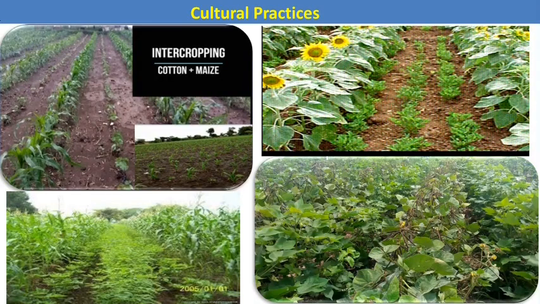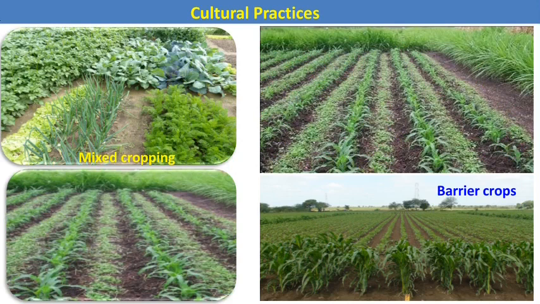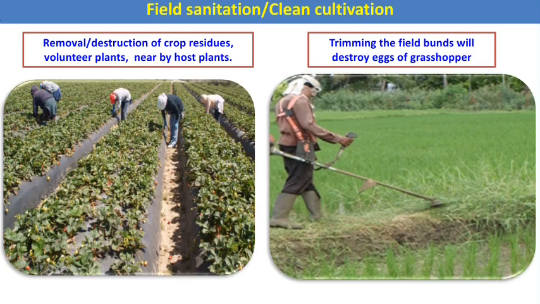Then this is intercropping. Intercropping helps to divide the pest population, and it helps to reduce damage by the pest. Then mixed cropping and barrier cropping. Mixed cropping also helps to divide the pest population in crops and reduce the damage. And the main purpose of the barrier crop is vector management, or insect vector management.